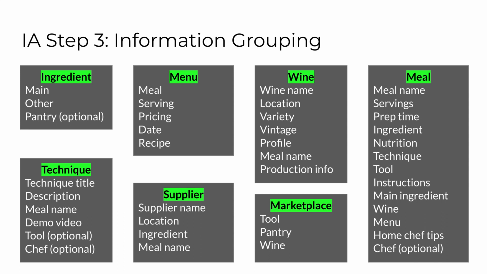Some info types appear as attributes in other information types. For example, wine is an attribute of marketplace and recipe. But wine is also an information type of its own and has its own attributes or values. In our model, we show that wine is related to marketplace and recipe by connecting our boxes with lines.